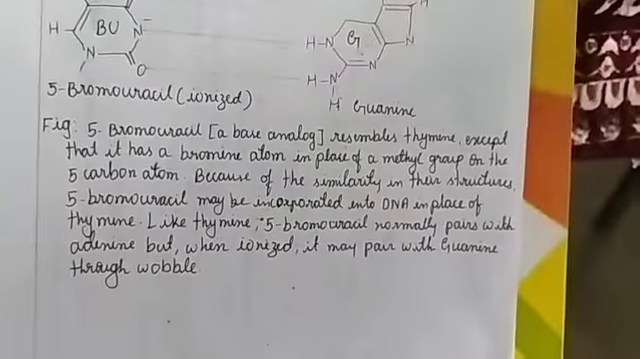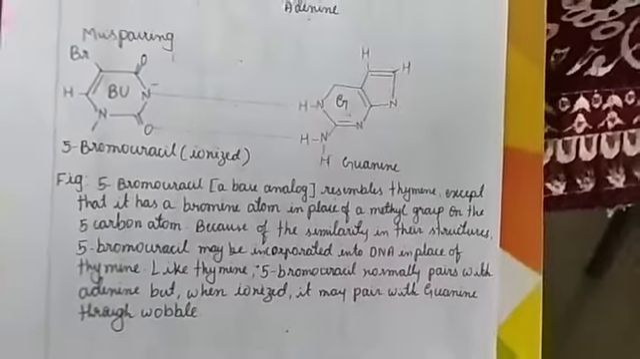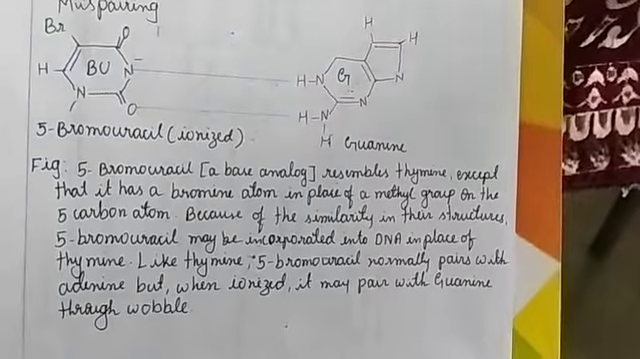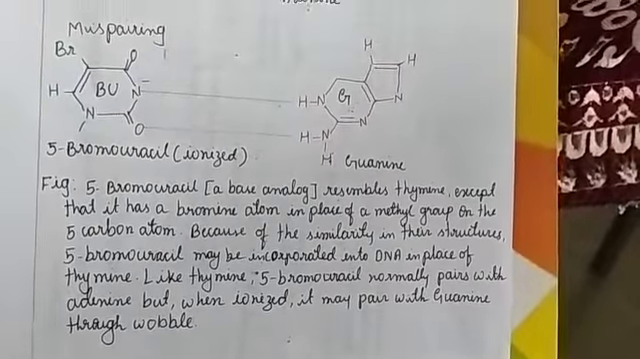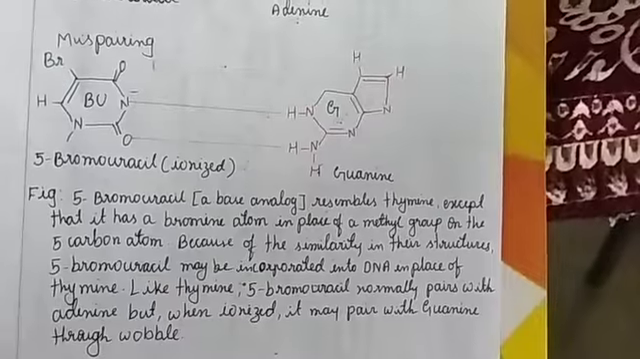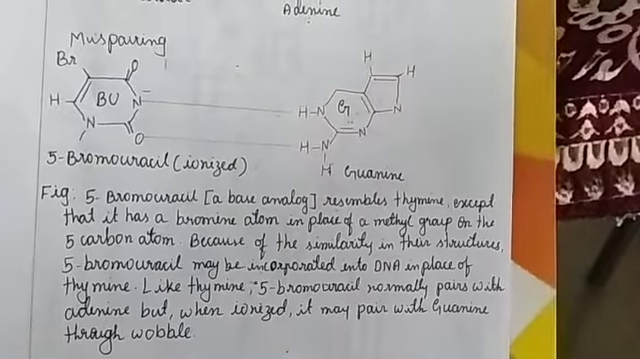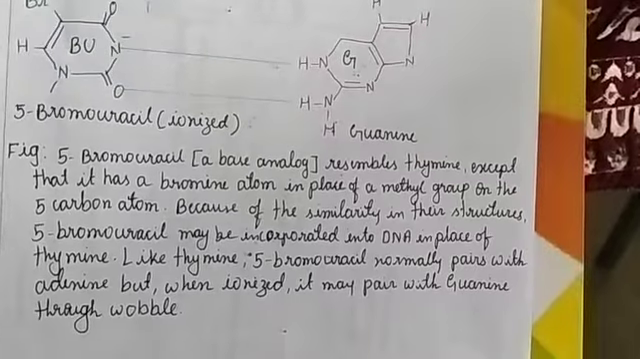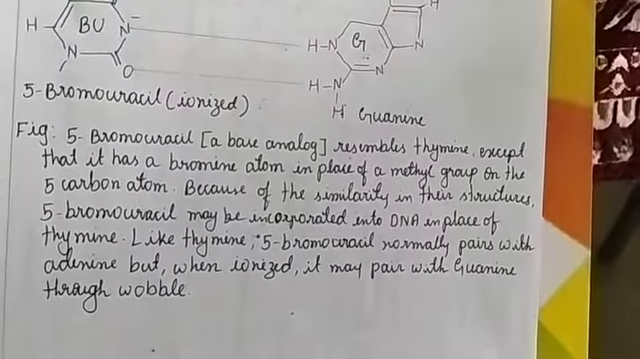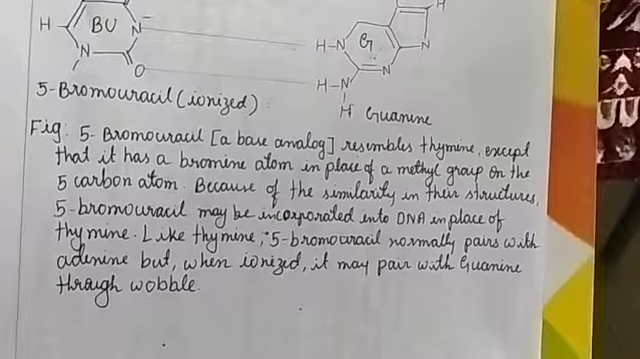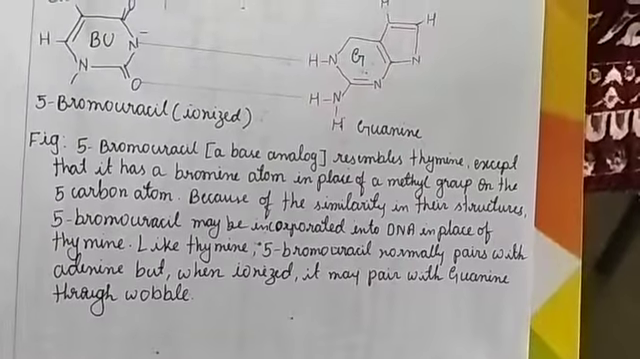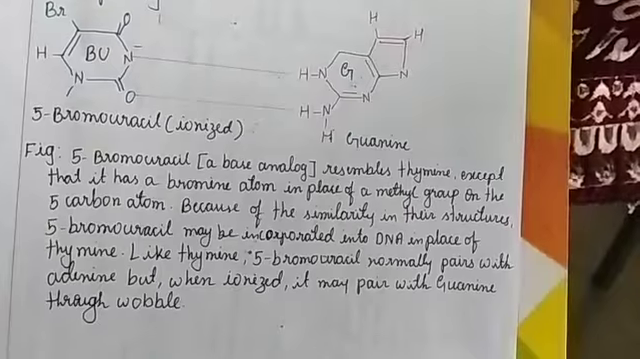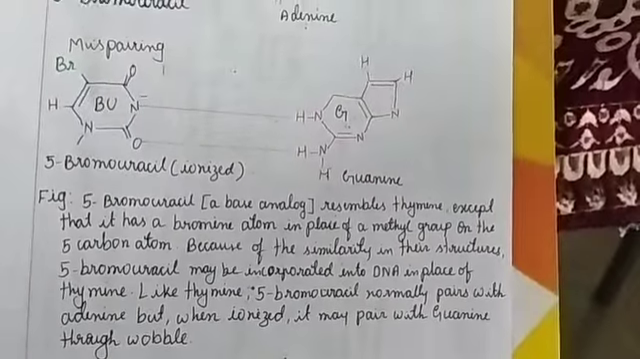Figure here: 5-bromouracil, a base analog, resembles thymine, except that it has a bromine atom in place of a methyl group on the 5 carbon atom. Because of the similarity in their structures, 5-bromouracil may be incorporated into DNA in place of thymine. Like thymine, 5-bromouracil normally pairs with the adenine, but when ionized, it pairs with the guanine through wobble.